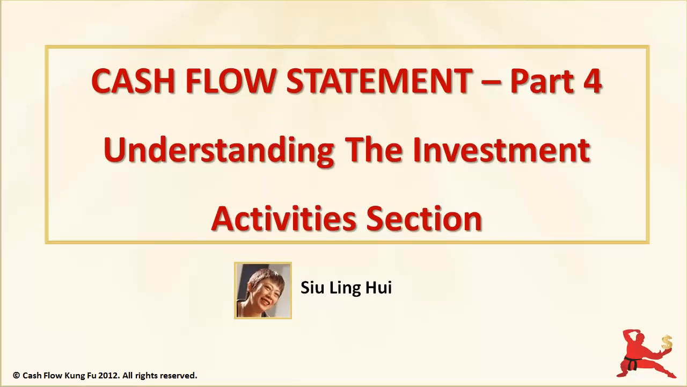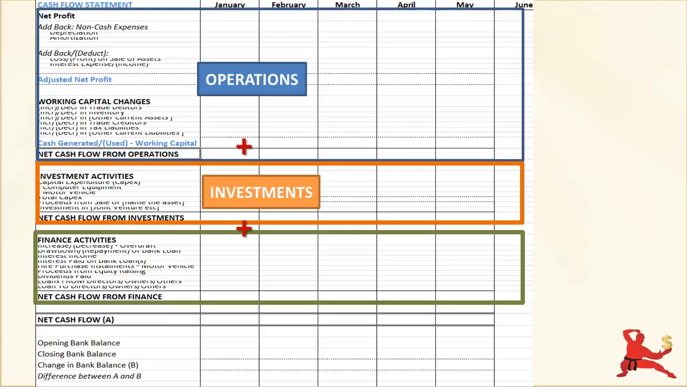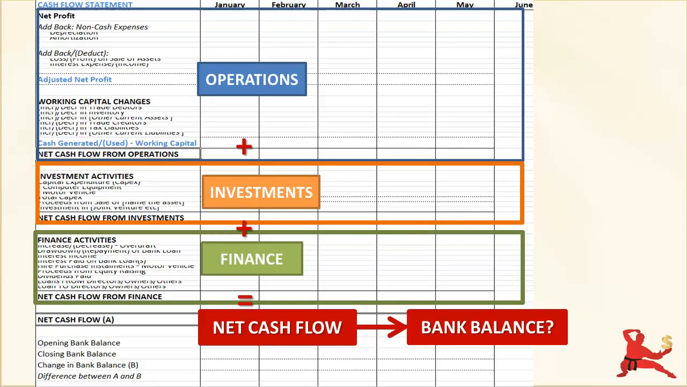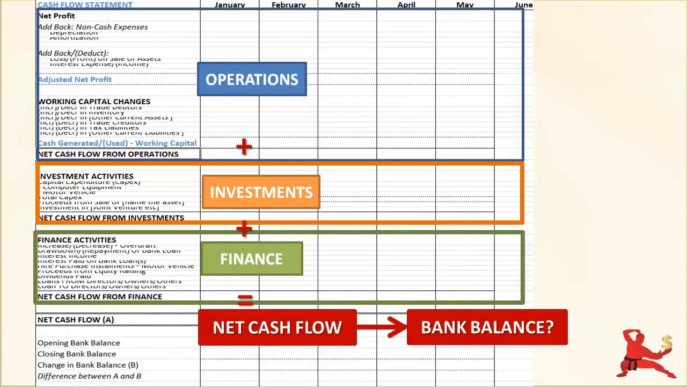This video is about the investment activities section of the cash flow statement. Investment activities here doesn't mean just buying shares, although it can include this. Investment activities covers expenditure on assets that you use to help you generate future income in your business. Let's take a closer look at what goes into this section of the cash flow statement.